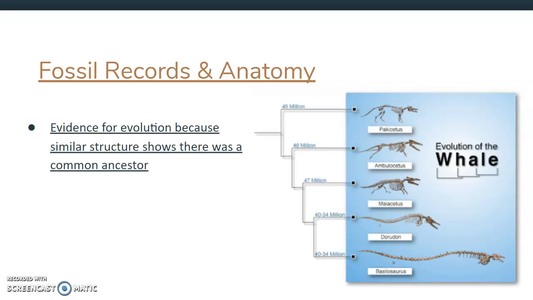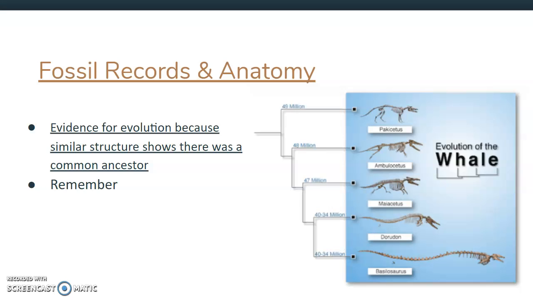This is evidence for evolution because structures show there was a common ancestor. Just as a quick reminder, if it's underlined, it's really important and something I'd like you guys to make sure you have in your own notes. If it's not underlined, it's already in your notes or just some more information to help you learn. But definitely pay attention to the things that are underlined. So fossils and anatomy are evidence for evolution because a similar structure shows there was a common ancestor.